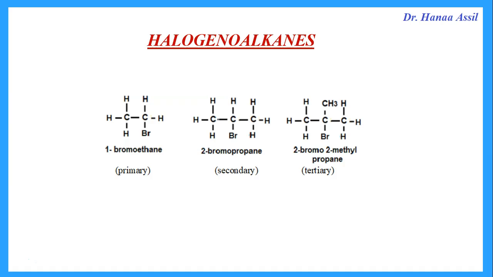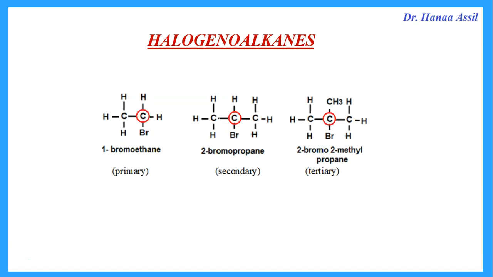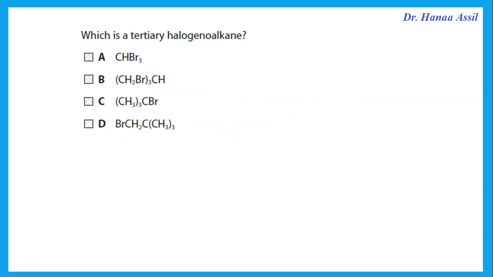Remember, we need to classify halogenoalkanes. This is in the same way that we classified alcohols. So we look at the carbon to which the halogen is attached. If that carbon is bonded to one carbon, then it's a primary halogenoalkane. If the Br or the halogen is bonded to a carbon that's bonded to two carbons, then it is secondary. If the carbon is bonded to three other carbons, that is a tertiary halogenoalkane.